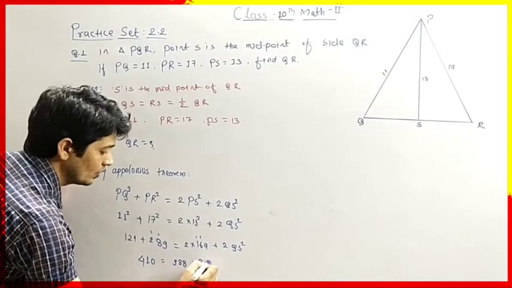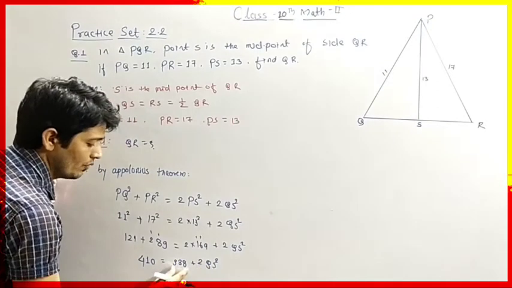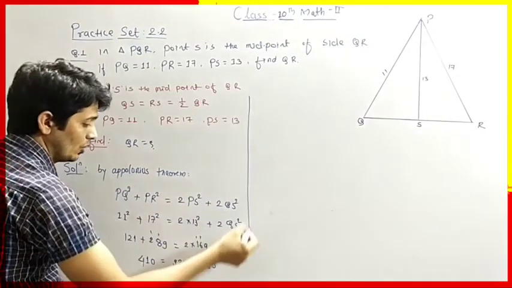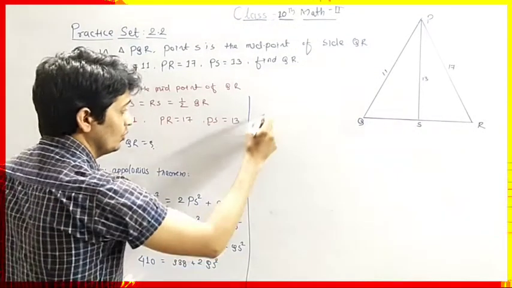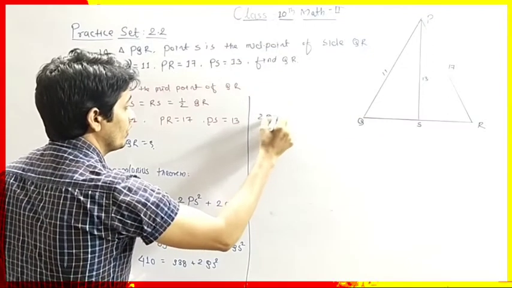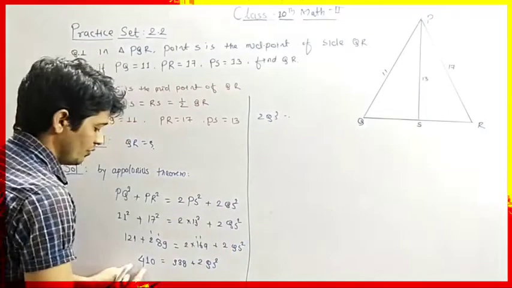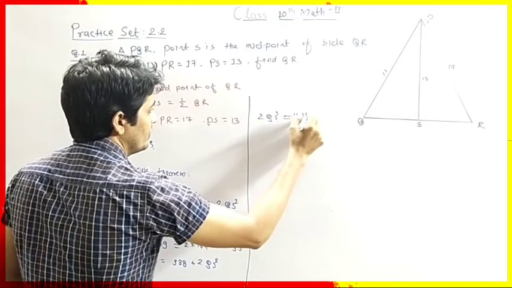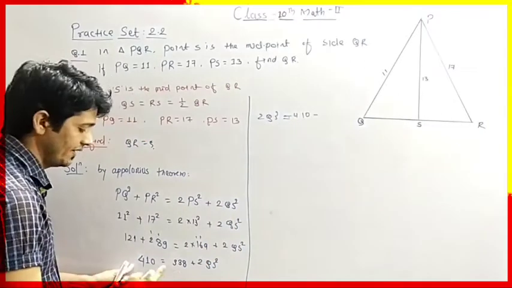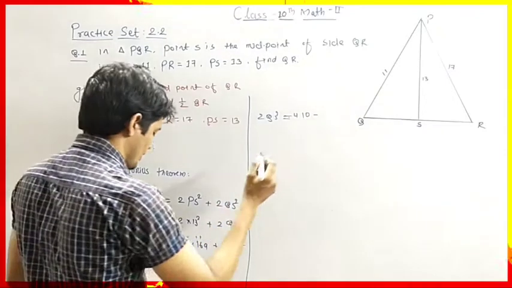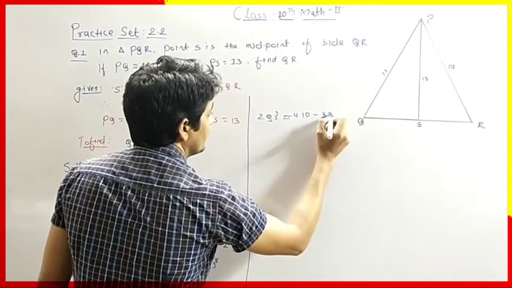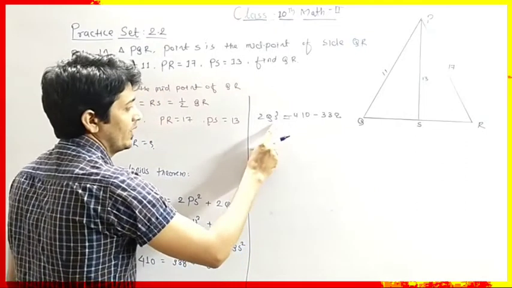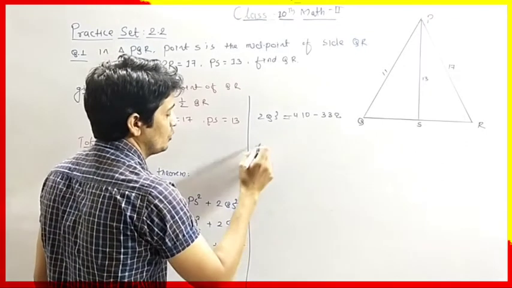Plus twice of QS square. Now we are transferring this to another side. Okay, so we are going to solve here. So twice of QS square equals to, we have 410 minus, see we are transferring this to another side, will come in minus 338. So we have to identify QS. So we will transfer this to another side.